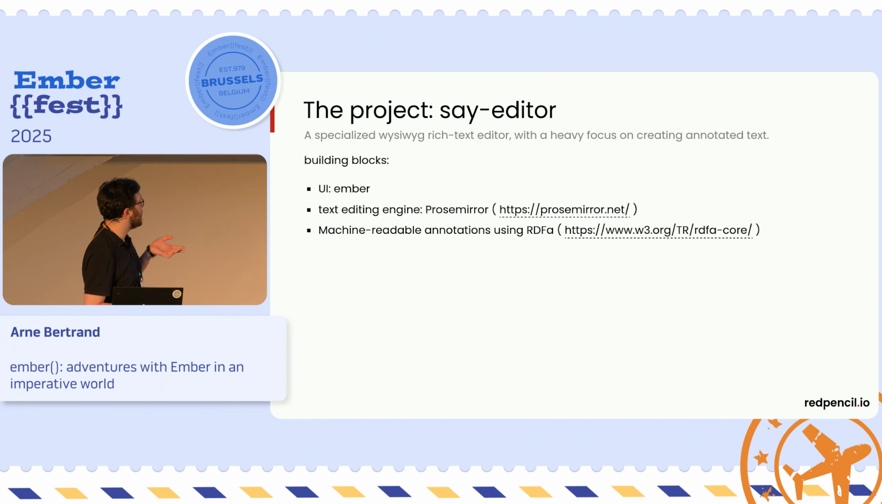It's a text editor, quite a complicated one, its UI is made with Ember. The text editing engine is Prose Mirror, which is my favorite library ever. It's fantastic. The kind of gimmick of it is that it can make and edit machine readable annotations. Again, using another W3C spec, but I'm not going to go too much into that.